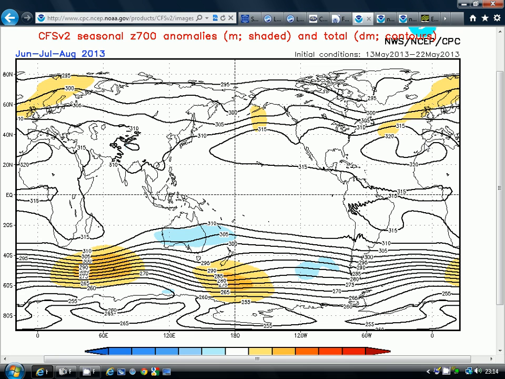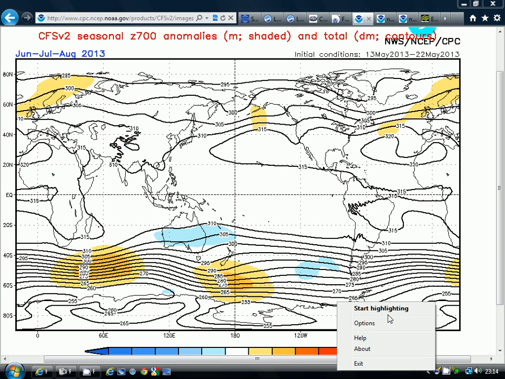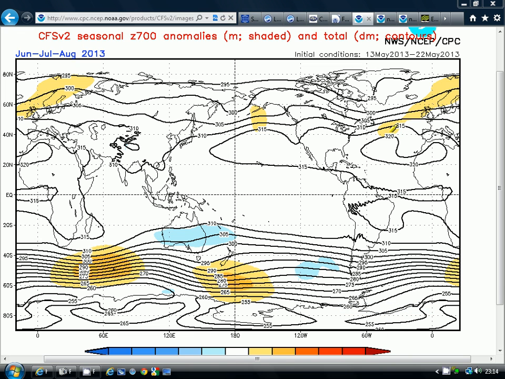The next model we're going to talk about is the CFS version 2 model from NOAA in the United States. This is probably the best anomaly in terms of heights that we see in these models that we're going to look at today. We've got a nice area of above average heights here, sitting to the north and the northeast of the country, stretching into Scotland and through Ireland as well. A nice ridge there from the Atlantic to Scandinavia.